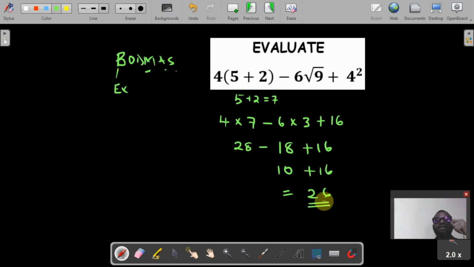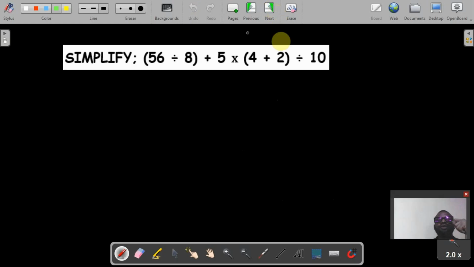So our answer is 26. Now let's look at the next question. So we have simplified 56 divided by 8 plus 5 times 4 plus 2 divided by 10. Now there are two brackets here. We have the first bracket and we have the second bracket.